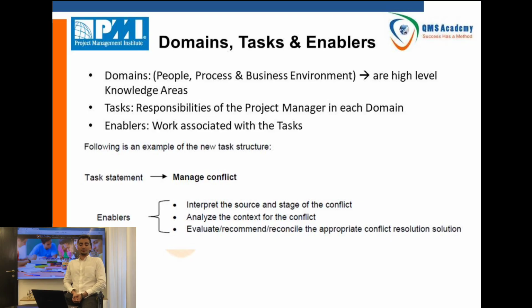Now what are these domains? So what is a domain? A domain is nothing but a high level knowledge area. So previously we had 10 knowledge areas, now we have 3 domains. So they have bifurcated these 10 knowledge areas and consolidated them into 3 domains because they are called high level knowledge areas.